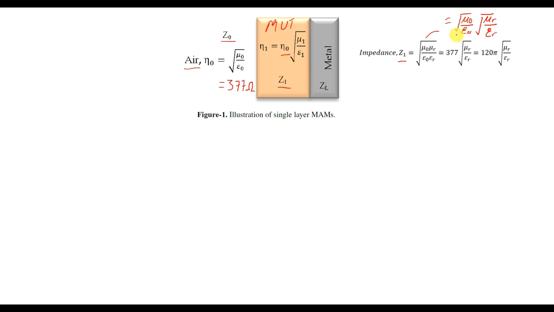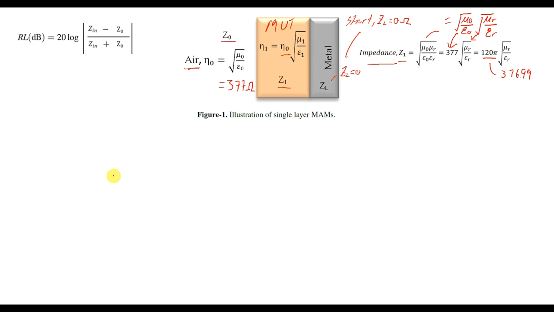Okay, then you will have 377 here, and here will be this. But sometimes you will see like 120 pi because if you multiply it, you will get near 37699, something like this. Okay, so now we understand how to get the impedance for the MUT and the impedance of the free space. For this case, ZL is equal to 0. Why? Because metal is short, so short circuit impedance is 0 ohm.